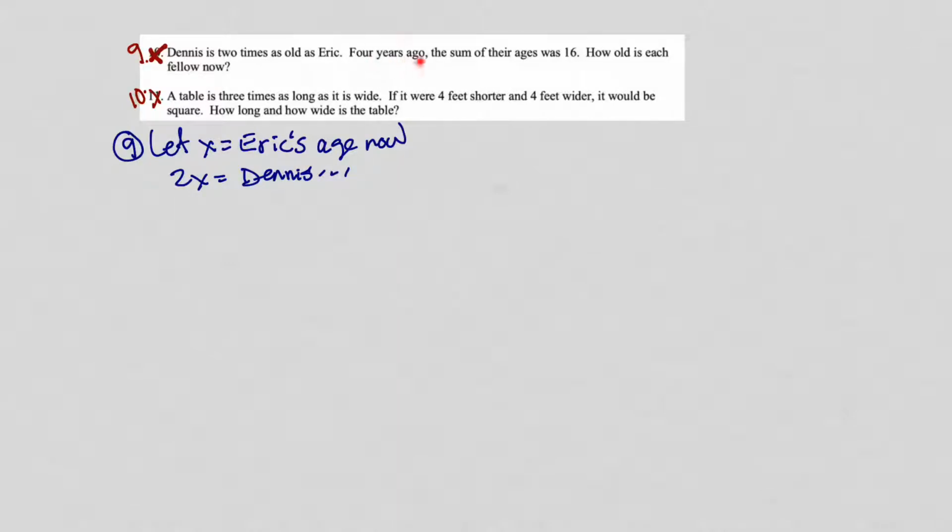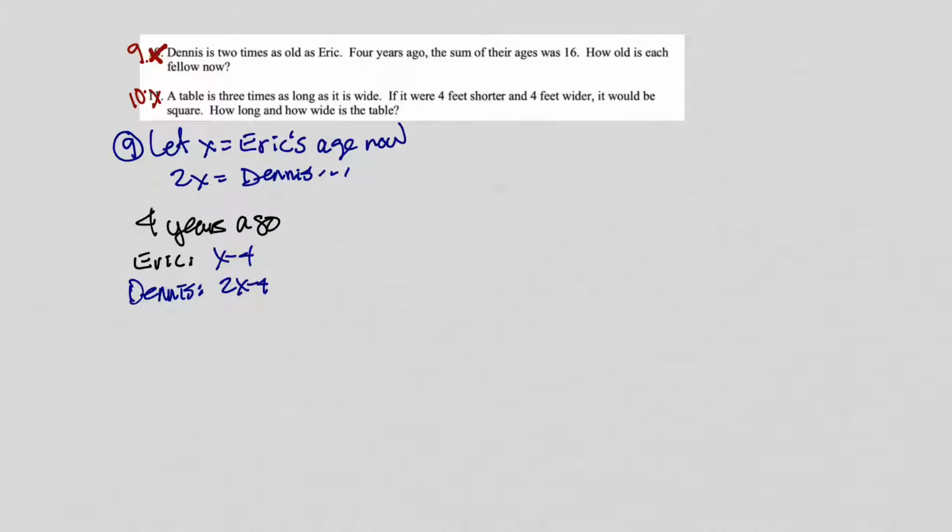Now then we're told 4 years ago the sum of their ages is 16. Okay, now look, this is how old they are now. Eric is X. So how old was Eric 4 years ago? Well, he's X now, so 4 years ago he must have been X minus 4. And what about Dennis? Well, right now, Dennis is 2X, so 4 years ago he was 2X minus 4.